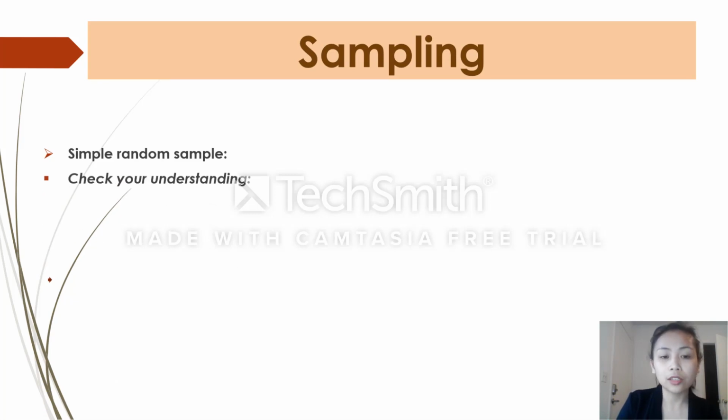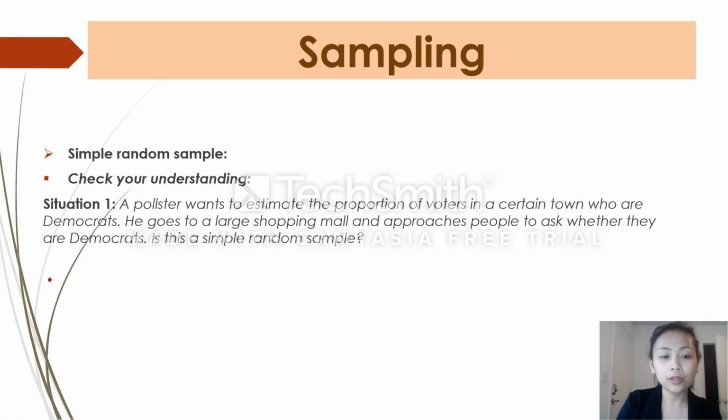So let's check your understanding. Let's look at this situation. A pollster wants to estimate the proportion of voters in a certain town who are Democrats. He goes to a large shopping mall and approaches people to ask whether they are Democrats. Is this a simple random sample?